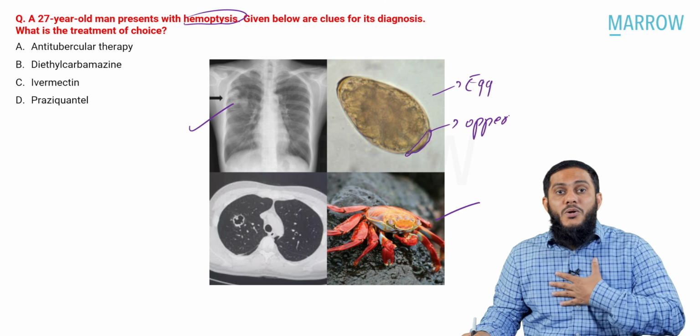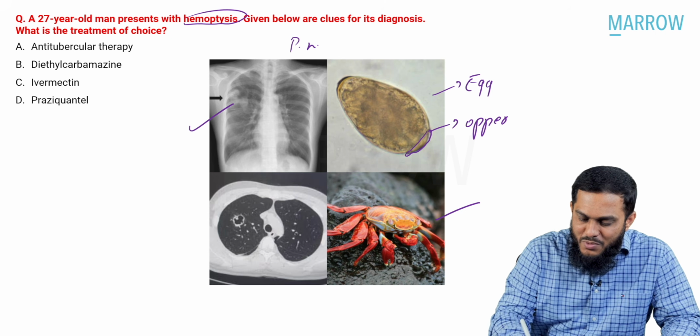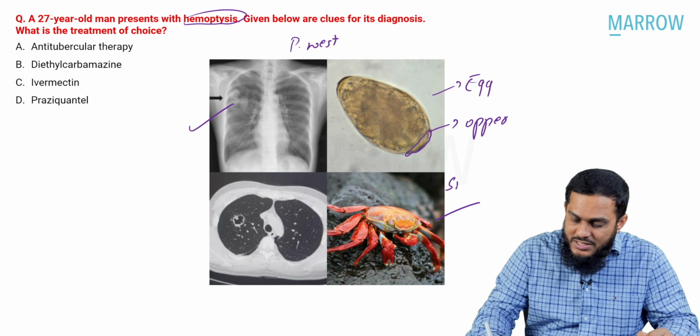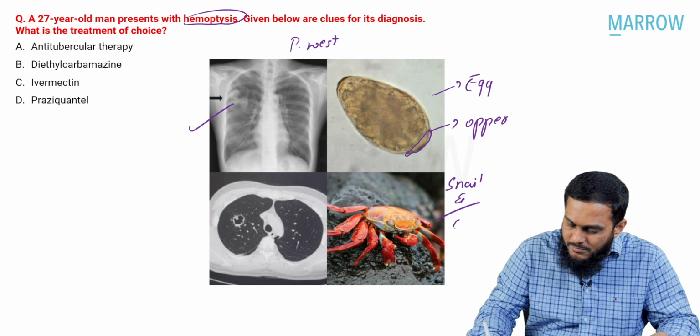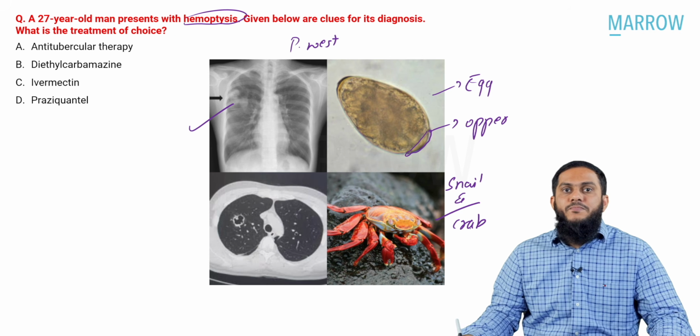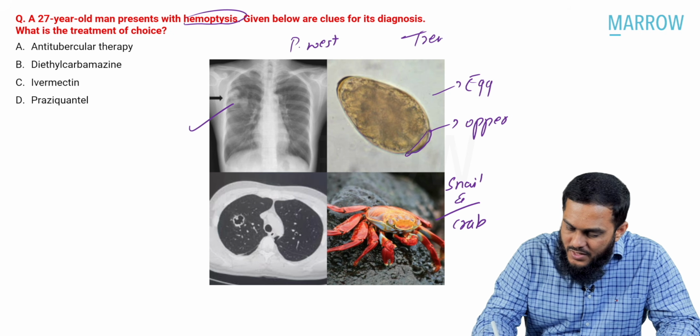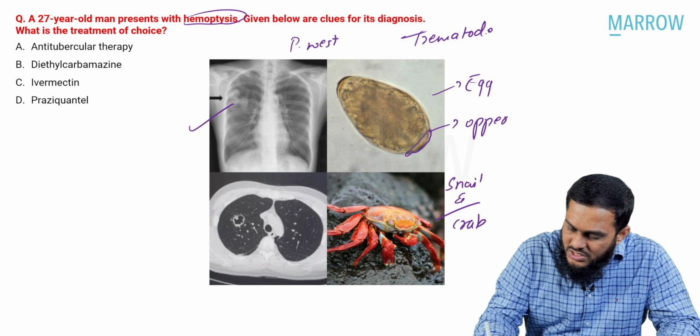Operculated egg, a lung operculated egg: Paragonimus westermani. Its hosts are snail and crab. And Paragonimus westermani is a trematode. And what is a trematode?